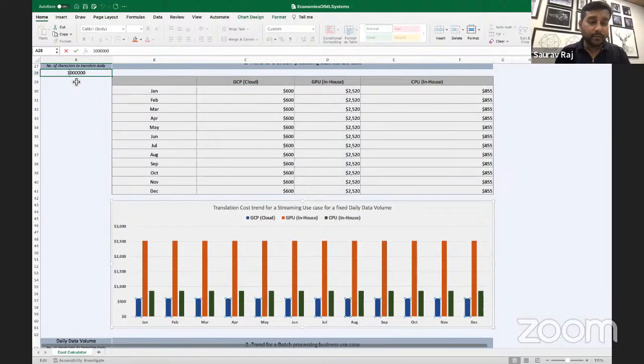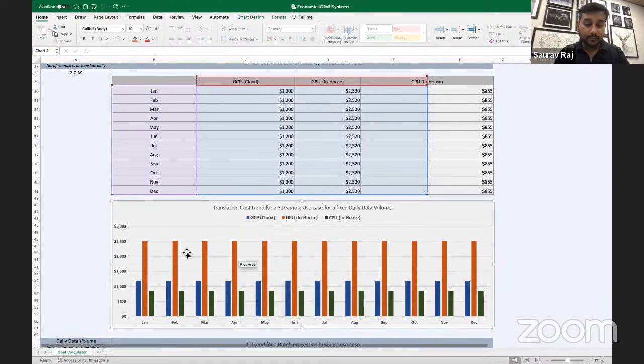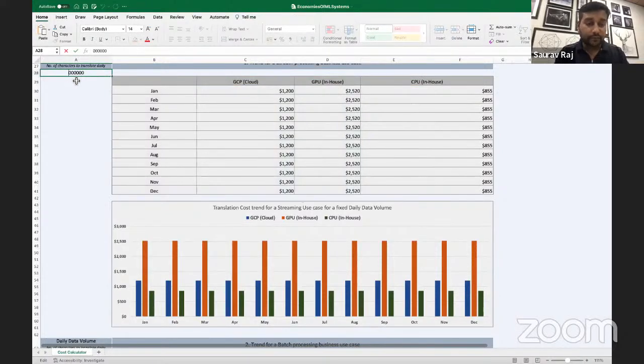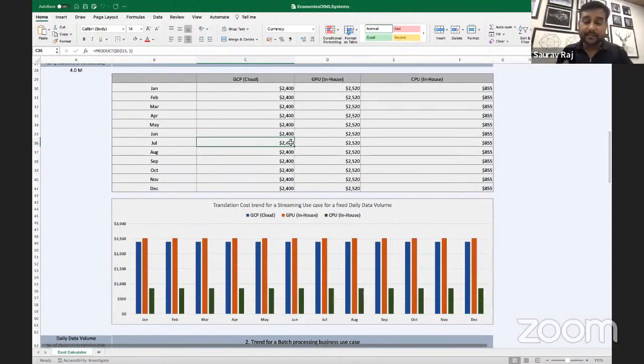Now, as I increase the data volume, if I increase from 1 to 2, right, so now the gap or the difference would be lower. It would be lesser and lesser now. Now, if I further increase from 2 million to now 4 million characters per day. So yeah, now what we see is that our GCP cost and our in-house GPU costs are mostly similar, right? So it gives us a feel that 4 million characters is the break-even point, at least for this use case, for the set of parameters that we have considered.